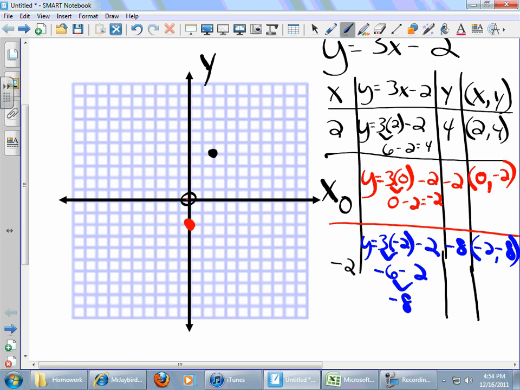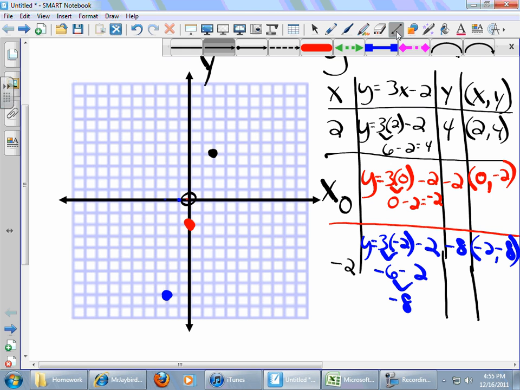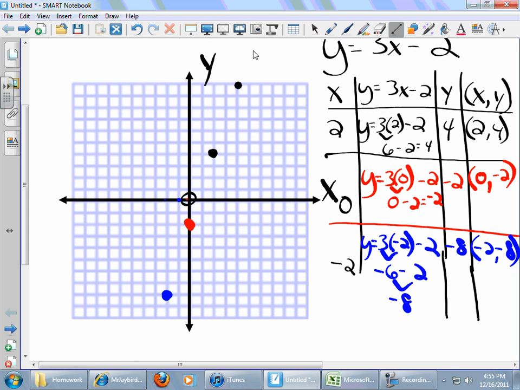All right, I'm going to move -2 in the x direction, 1, 2, and then -8 in the y direction, which is way down here. And I'm going to go ahead and draw my line. Let me draw a nice line here. Look at that beautiful line. And I'm going to make it look like a line because right now it only looks like a ray.